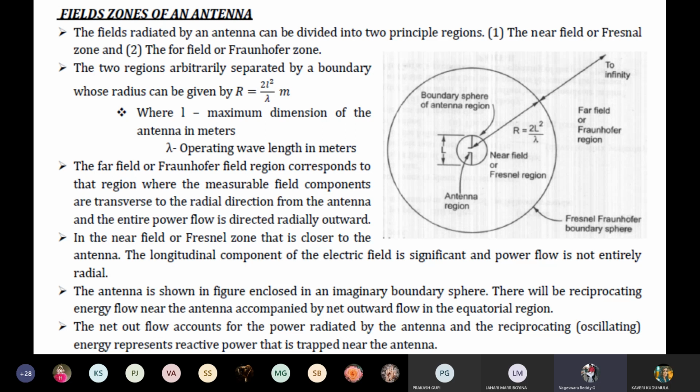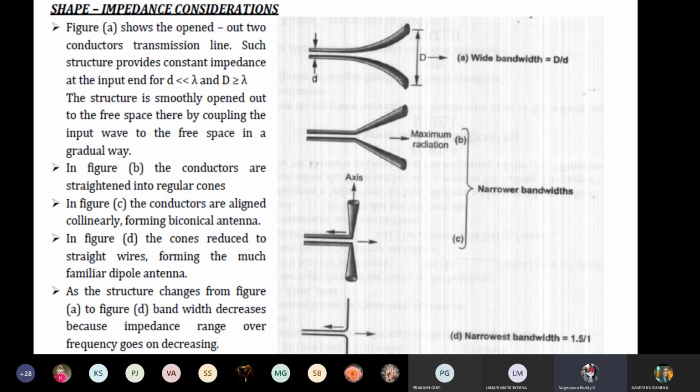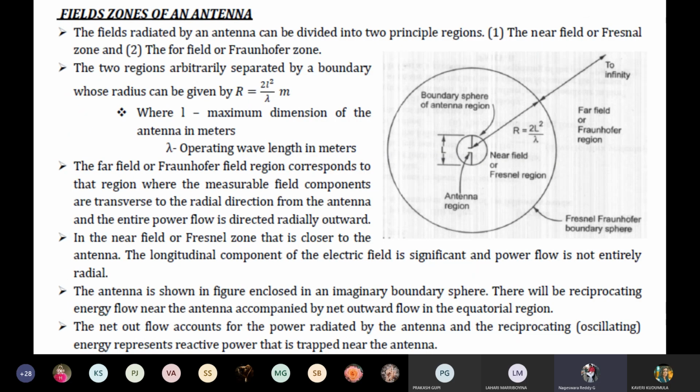This is the antenna, and this is the capital L, the maximum dimension of the antenna. This is the near field or Fresnel region. This is the boundary sphere of the antenna region. The small circle is the near field, and outside the big circle is the far field or Fraunhofer region.